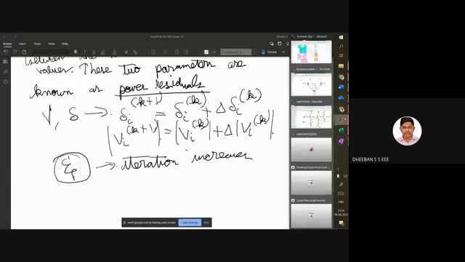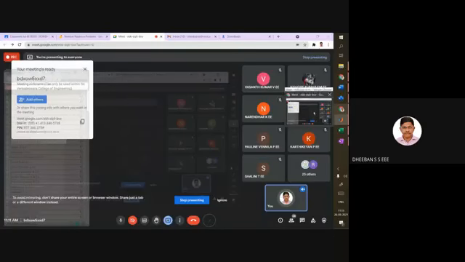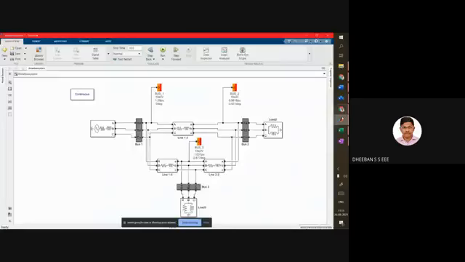Okay. So here, this is a 3-bus system. I hope we have already seen this system. It is visible, I think. Whether the MATLAB window is visible.